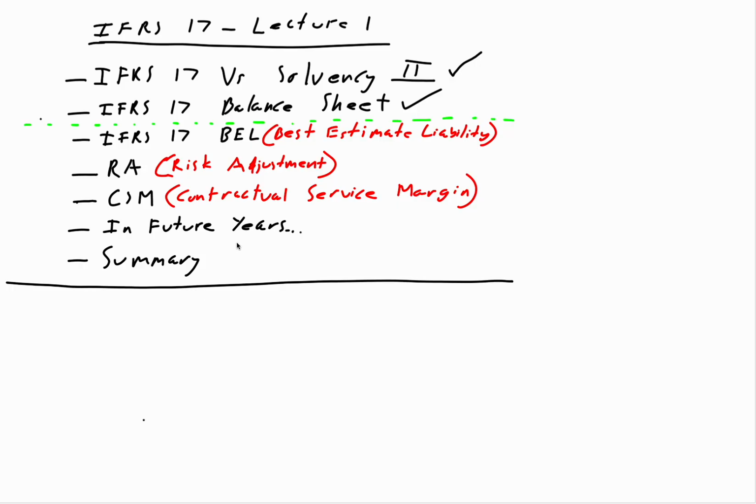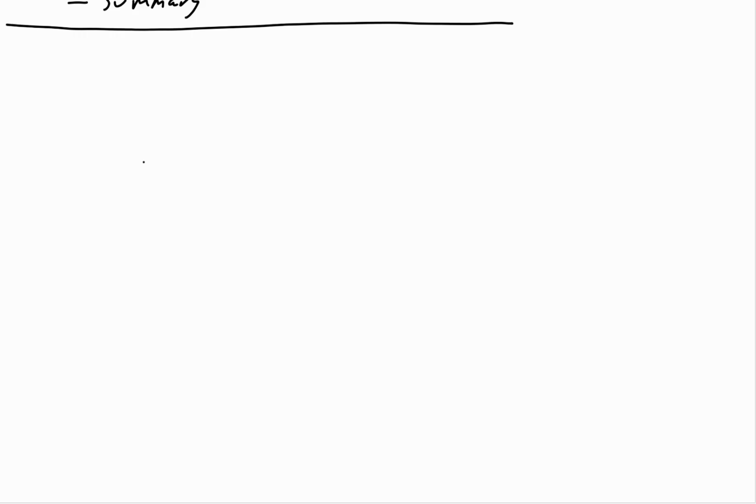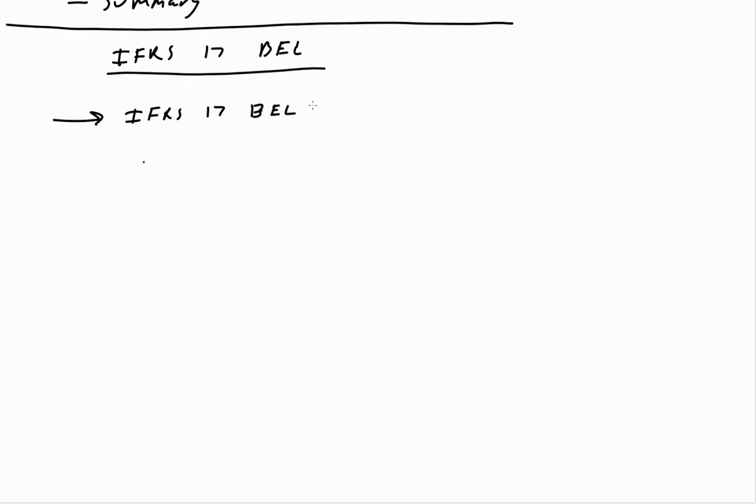Okay, let's go into the next one, which is the IFRS 17 best estimate liabilities. Let's call this IFRS 17 BEL for short. The most important point here is that the IFRS 17 BEL is not the same as the Solvency 2 BEL.